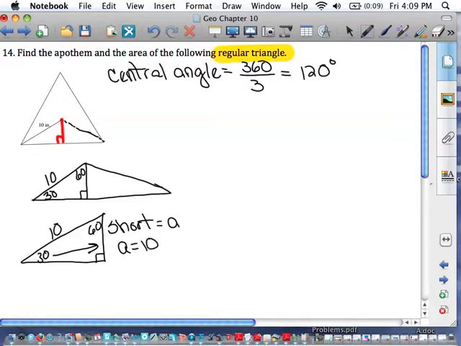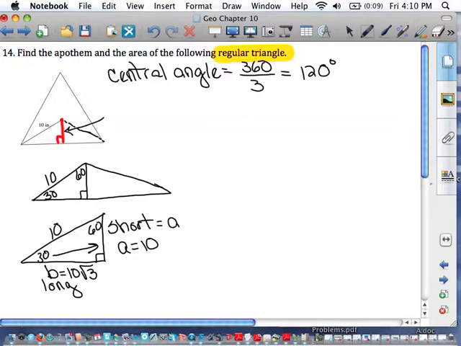Remember the relationship between the short leg and the long leg: the long leg, opposite the 60-degree angle, is the short leg times the square root of 3. So this long leg, I'll call it B, is equal to 10 square root of 3. So let's go back to the original picture and see what information I have at this point.